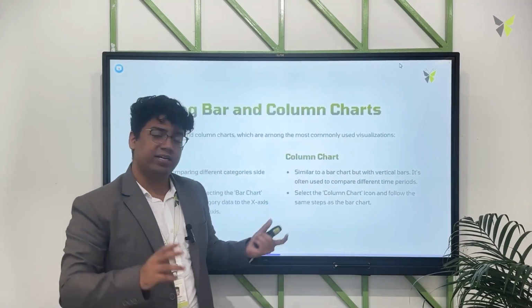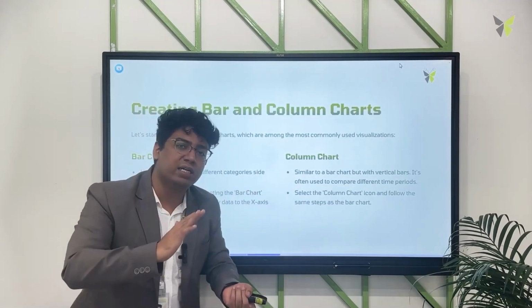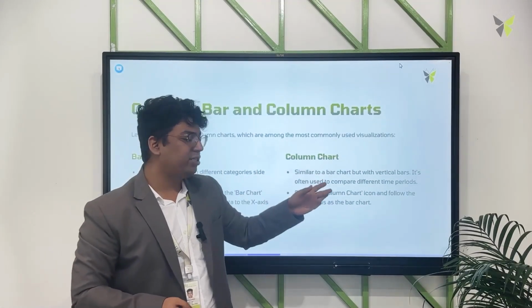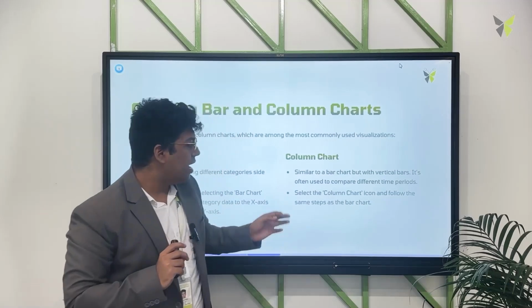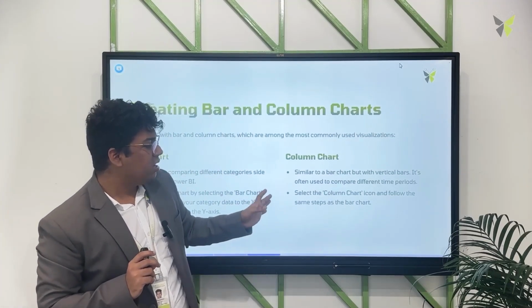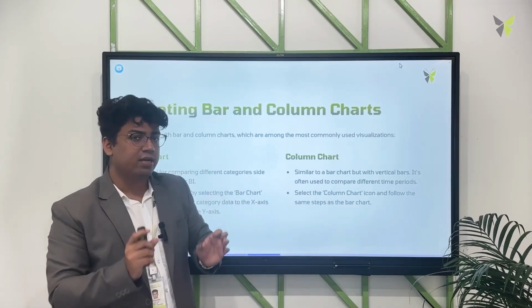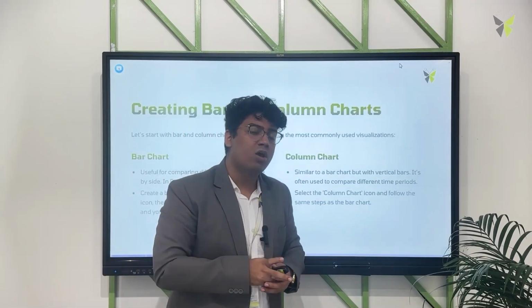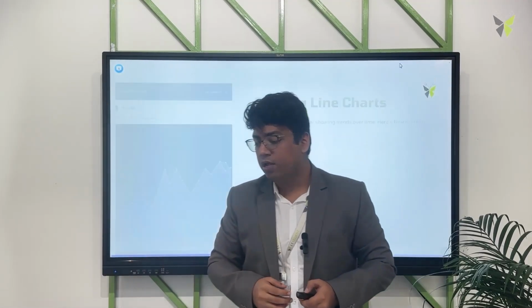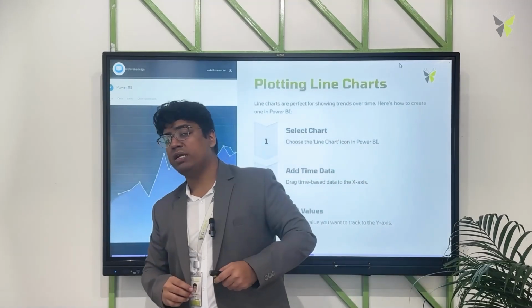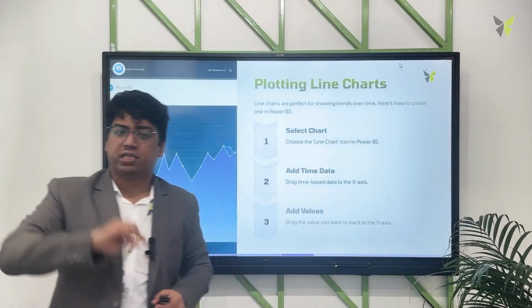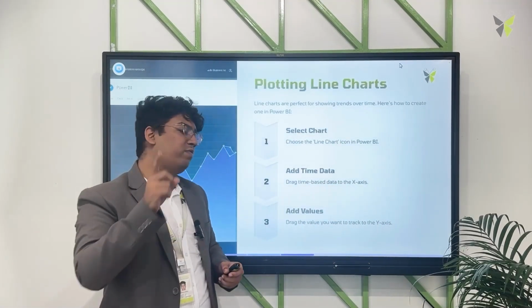Another one is the column chart. It is basically a sideways bar chart, similar to a bar chart but with vertical bars. With these vertical bars, we usually compare different time periods. For that purpose we use column charts, or we can use bar charts as well. Another type of chart is the line chart. So instead of bars, we are using lines.